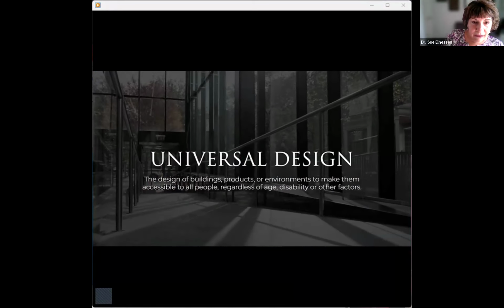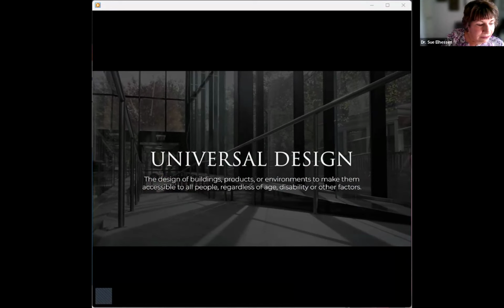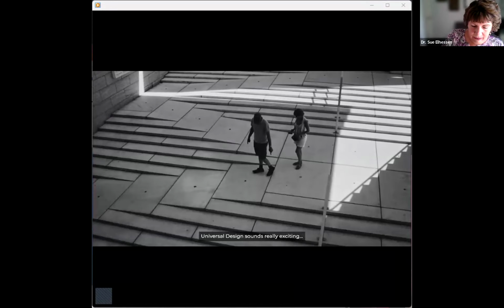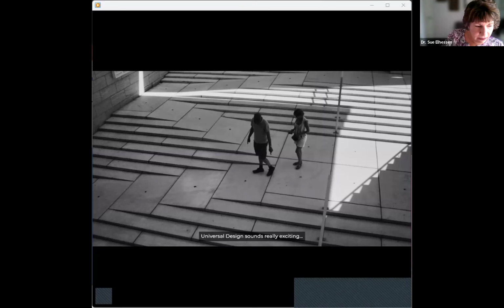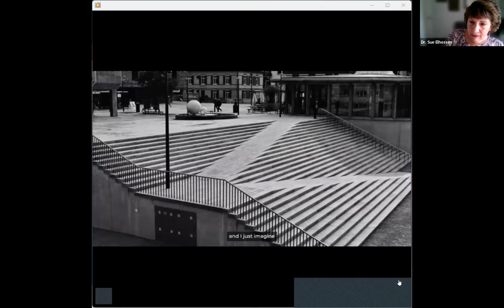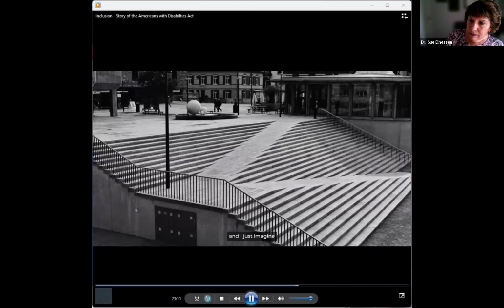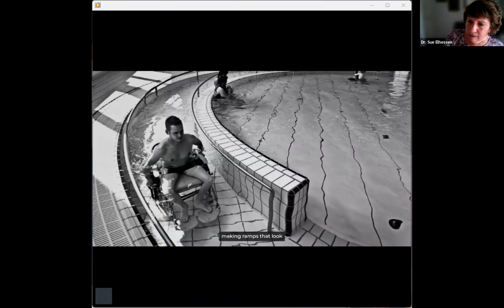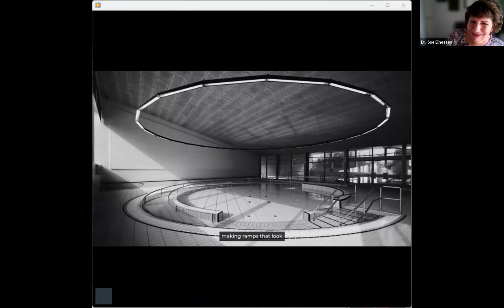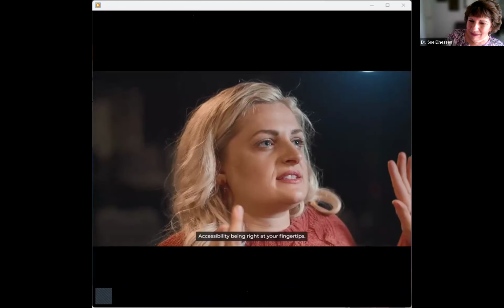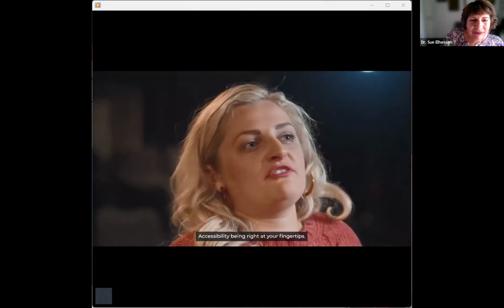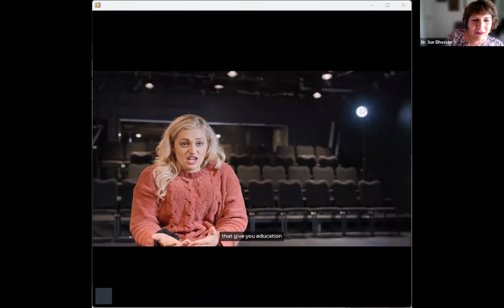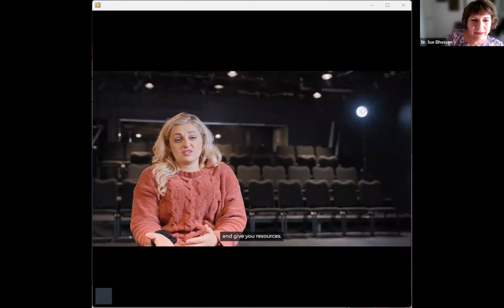Universal design: the design of buildings, products, or environments to make them accessible to all people, regardless of age, disability, or other factors. Universal design sounds really exciting and cool, and I just imagine beautiful architects making ramps that look like art, accessibility being right at your fingertips, there being more apps that give you education and give you resources.